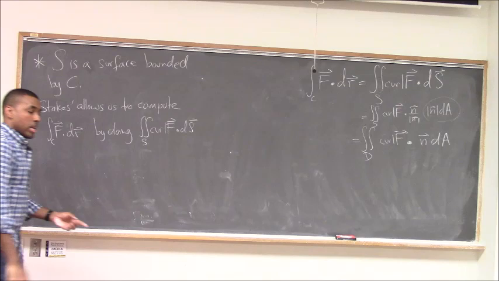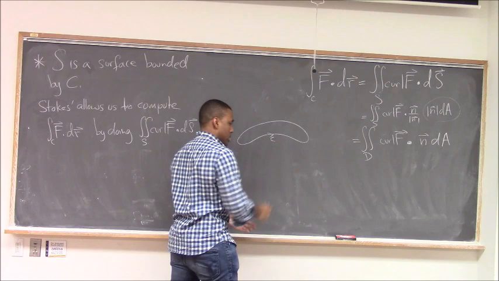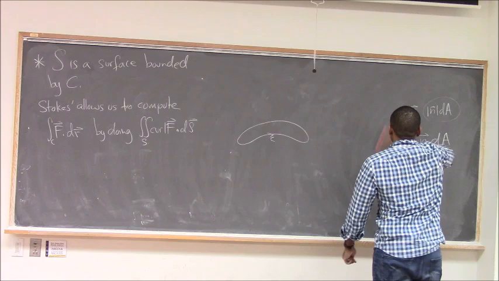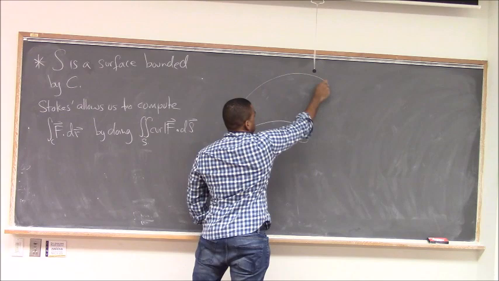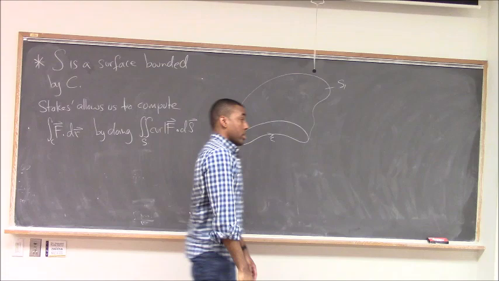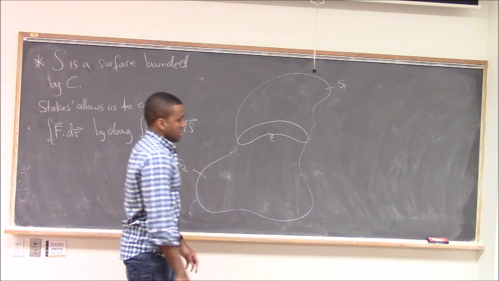Now, what you should read into that is the following. Let's say I have a curve C here, and it's the boundary of one surface that's over here, doing its things, just a surface. This is your S, let's call it surface one. There's another surface below it that shares the same boundary with that curve. Call that S2.